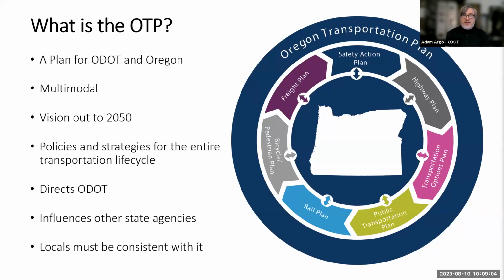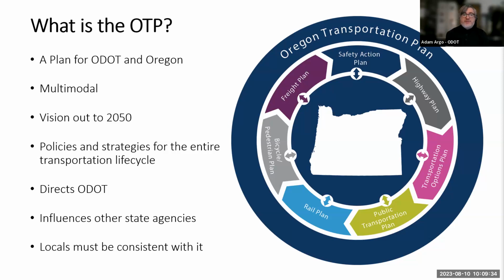And the OTP is, I suppose, the high-level overarching policy plan for ODOT and the state. It actually encompasses the entire state system. It is policies and strategies that consider the entire transportation life cycle. It is a visioning element of statewide planning that goes out to a horizon year of 2050. It's definitely multimodal in nature.